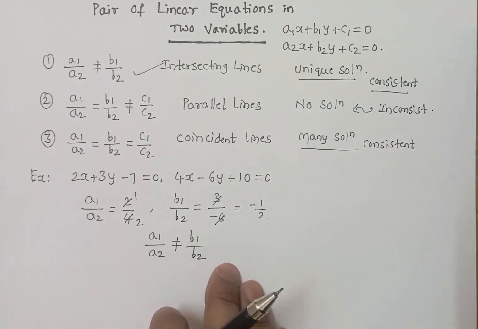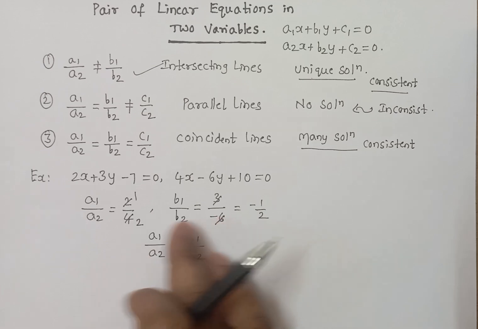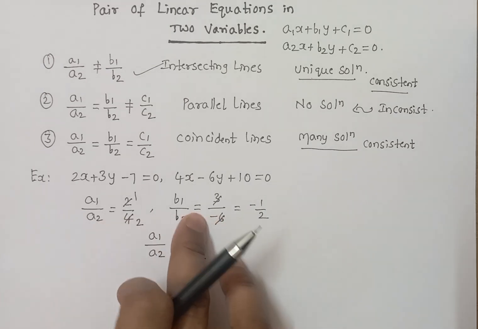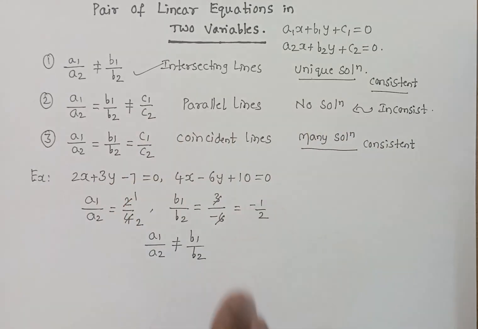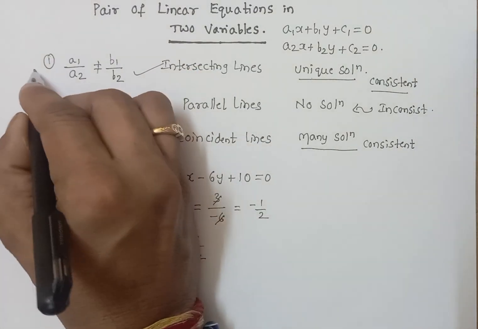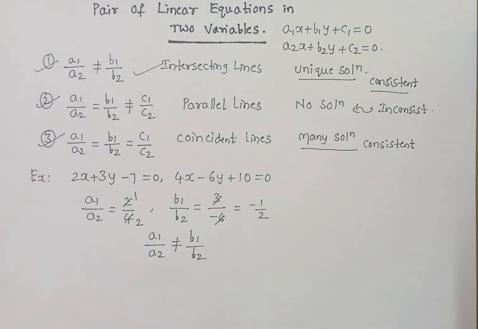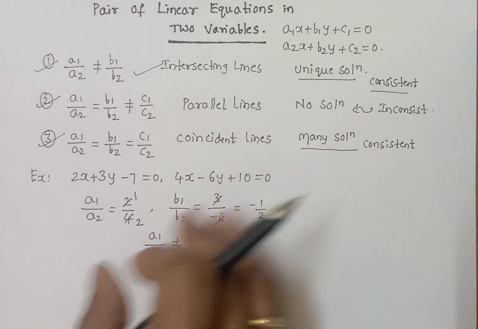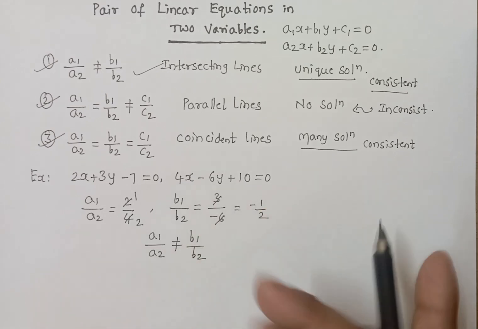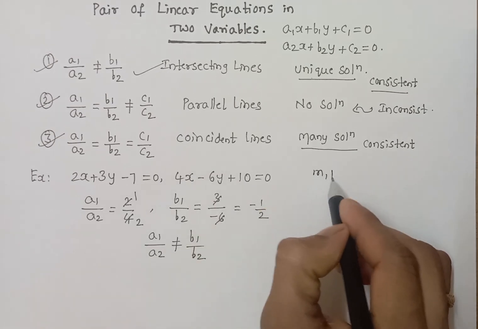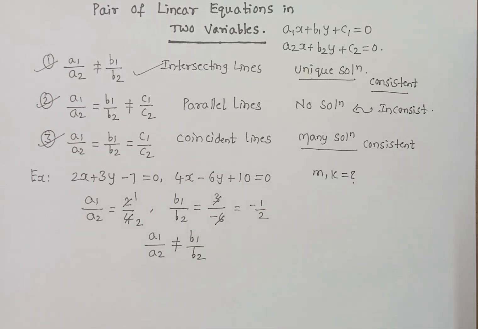Now be careful. If you do not take the symbol, what happens? a1 by a2 equals b1 by b2, but not equal to c1 by c2. It may go with parallel lines, so be careful while considering the symbol. So this is one type of question asking about the three conditions. Next, the question may give a variable. It will only mention that the pair of linear equations will be either parallel, or have no solution, or have a unique solution, and then ask for the value of m or k. We'll see how the question will be asked.